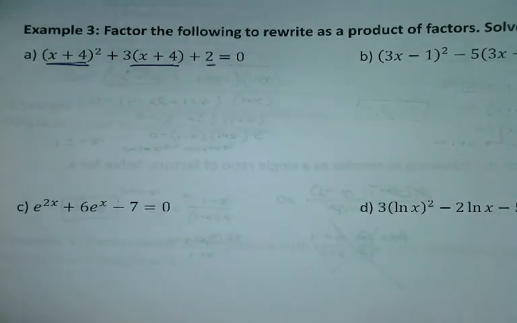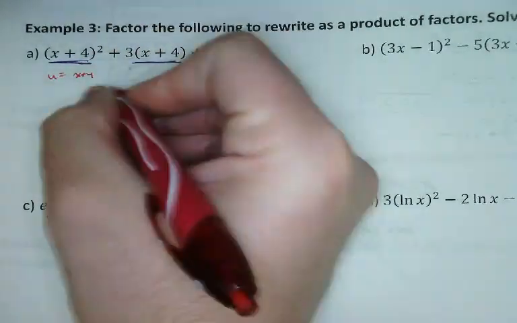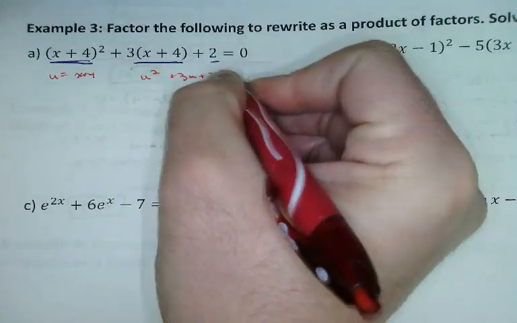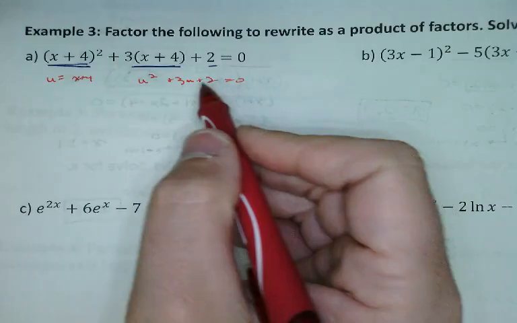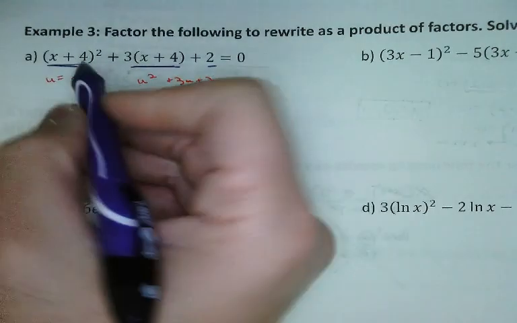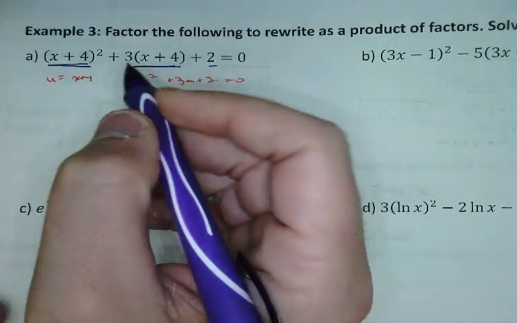Some teachers will say, all right, let u equal x plus 4, and then this is really u squared plus 3u plus 2 equals 0, and then you can solve from there, and that's fair. I don't want to call this u substitution because you have to earn that. That's in calculus. I think we could just look at this and see that our variable term is x plus 4.